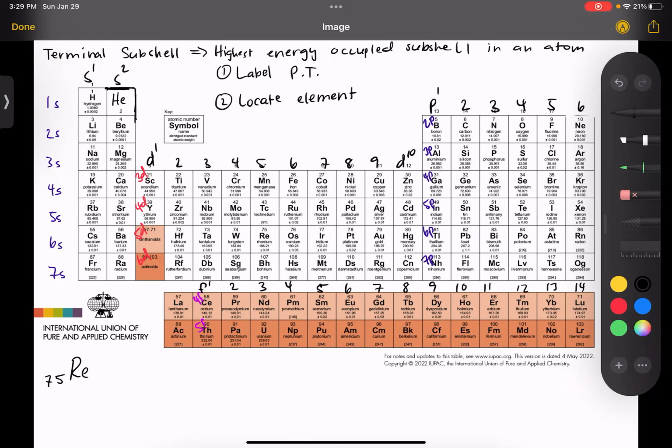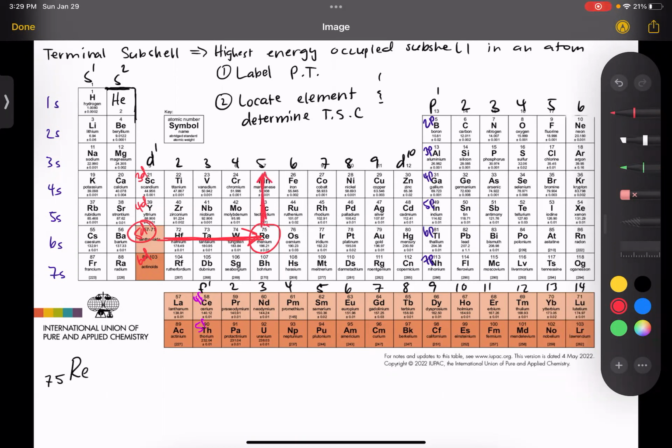and determine the terminal subshell configuration. And so rhenium, Re, is here. It's number 75. It is in the 5d block over here. Notice it's 5d. And it has a terminal subshell configuration of 5d5.